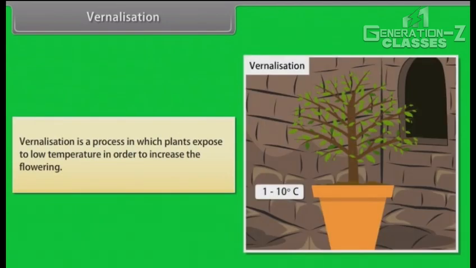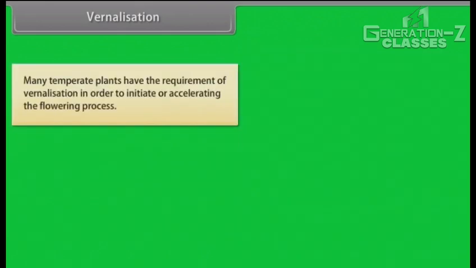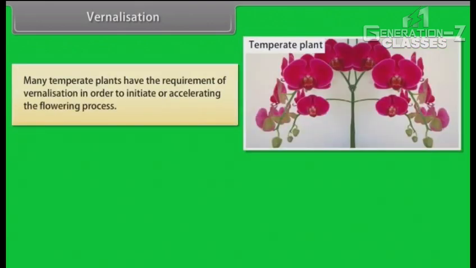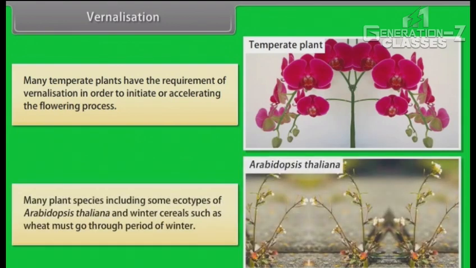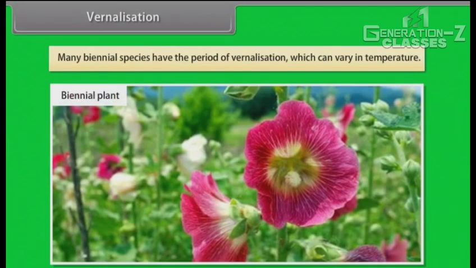Vernalization. Vernalization is a process in which plants are exposed to low temperature in order to increase flowering. Many temperate plants have the requirement of vernalization in order to initiate or accelerate the flowering process. Many plant species, including some ecotypes of Arabidopsis thaliana, and winter cereals such as wheat must go through a period of winter. Many biennial species have the period of vernalization which can vary in temperature.